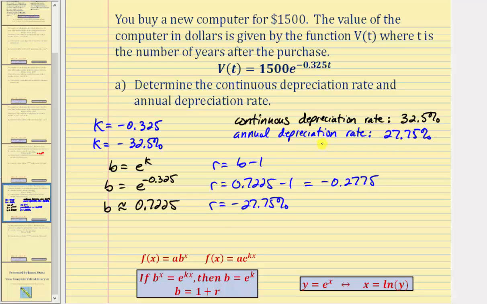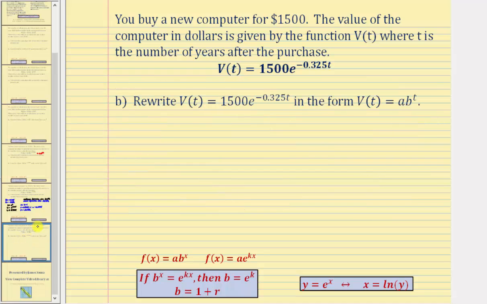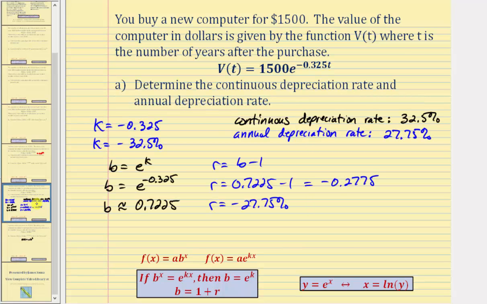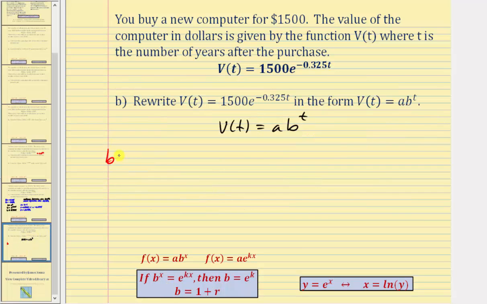And now for the second part of this question, we're asked to rewrite the exponential function with base e in the form v of t equals a times b raised to the power of t. And we just found on the previous slide that b was equal to 0.7225. So if we know b equals 0.7225, and we know a is still going to be 1,500, we can easily write the given exponential function in this form here.